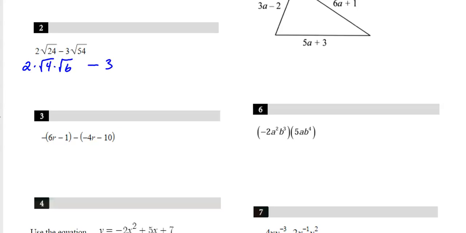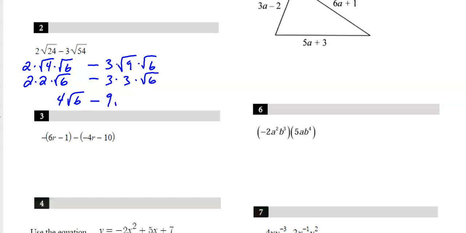And then I have 3. 54 is 9 and 6. So that's helpful. And this is all being multiplied. So here I have 2 times radical 6, which is 4 radical 6's. Then over here, I'm going to have minus 3 times radical 6, which is 9 radical 6. And 4 of them, take away 9 of them, gives me a negative 5 radical 6.